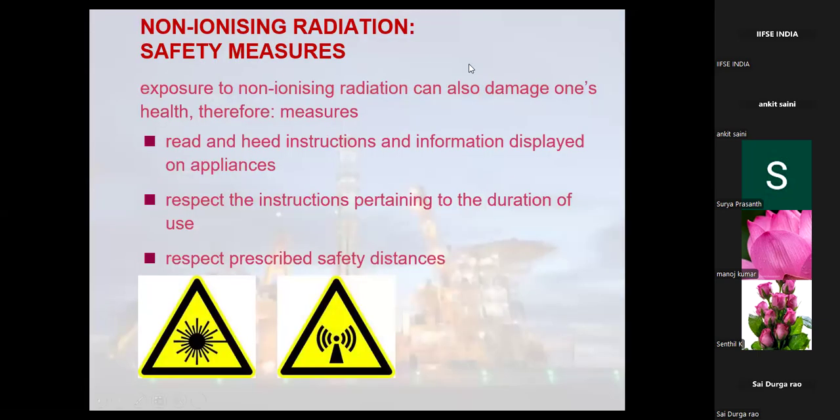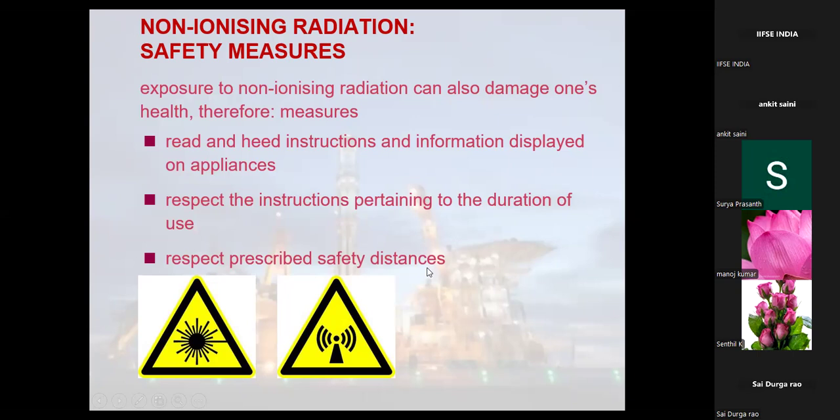Now here you can see non-ionizing radiation. Exposure to non-ionizing radiation can damage health, therefore measures: read the instructions and the information displayed on the appliances. This is more prominent with your mobile phones and microwave ovens. Respect the instructions pertaining to the duration of use. Respect the prescribed safety distances.